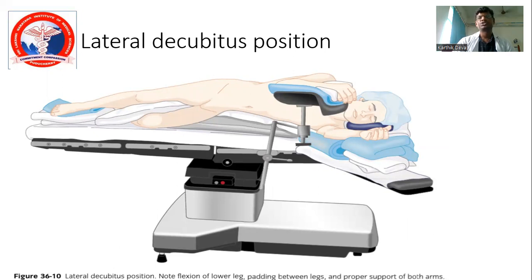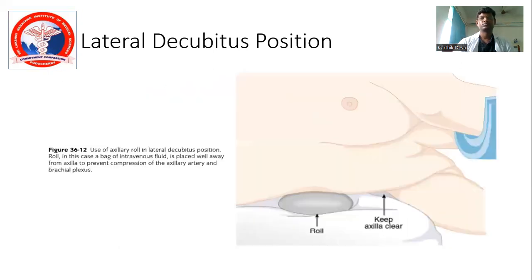Lateral decubitus position. This picture shows the use of an axillary roll in the lateral decubitus position. In this case, a bag of intravenous fluid is placed well away from the axilla to prevent compression of the axillary artery and the brachial plexus.